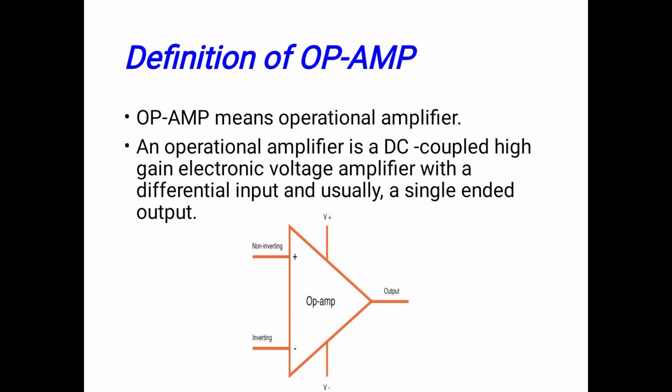And this was the circuit diagram of the op-amp. In this we can see non-inverting, inverting, output. In this, non-inverting means we should take positive voltage, and inverting means we have to take negative voltage.